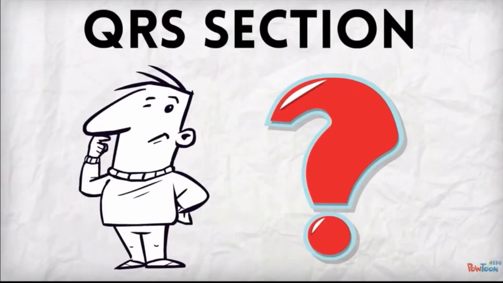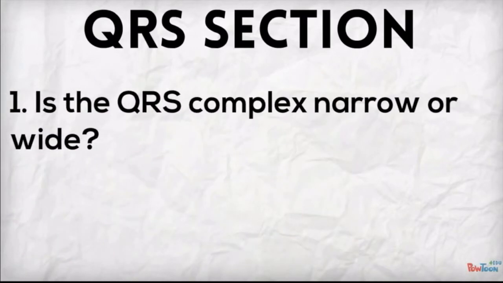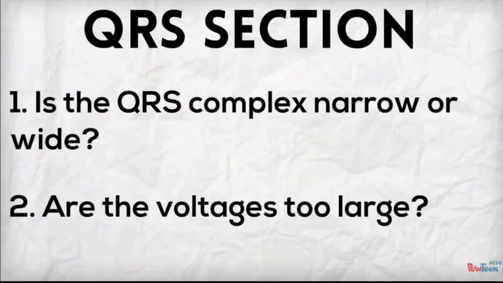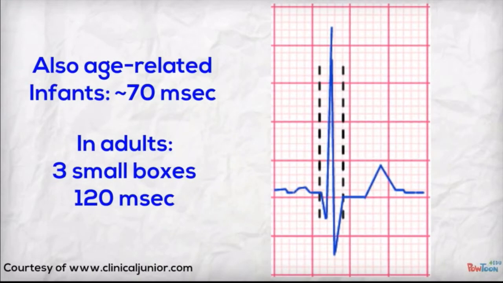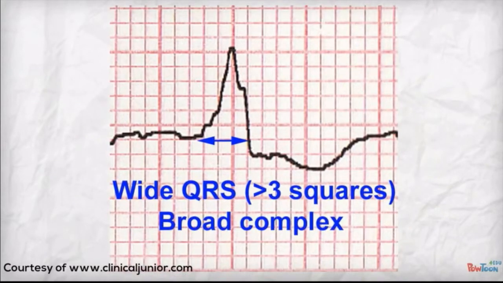Speaking of QRS, what should we ask for the QRS section? Well, first question, is the QRS complex narrow or wide? And 2, are the voltages too large? So let's look. What is narrow? A normal QRS complex should be 3 small boxes in adults. However, again, in kids, this is age-related. Infants can have QRS complex durations at 70 milliseconds. But if you use the cutoff of 3 wide boxes, that will be a wide QRS complex.